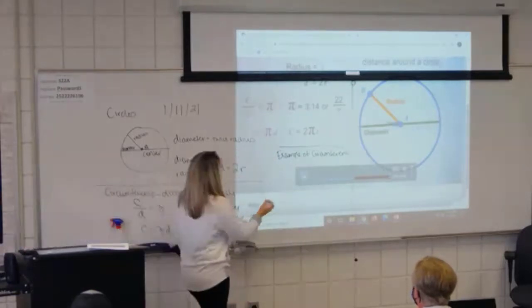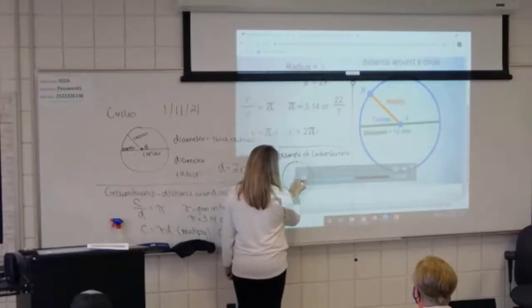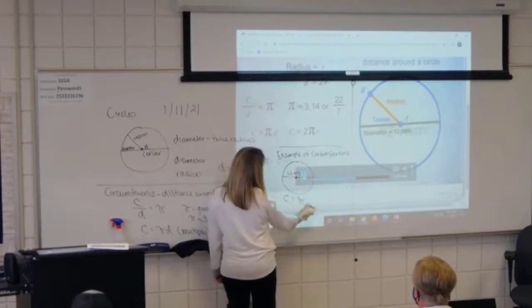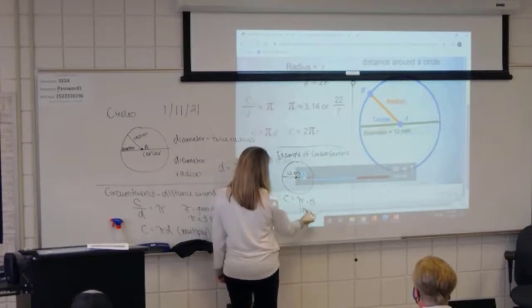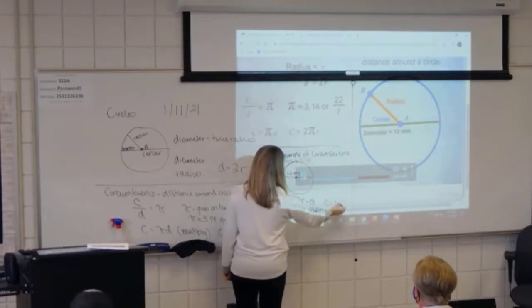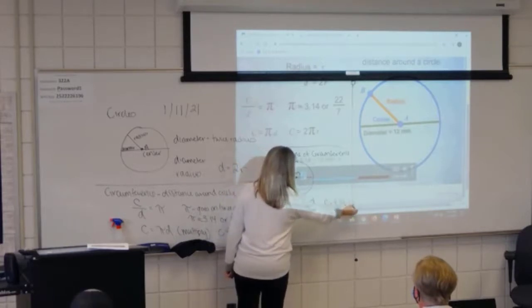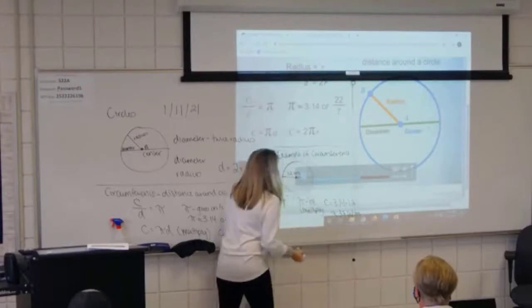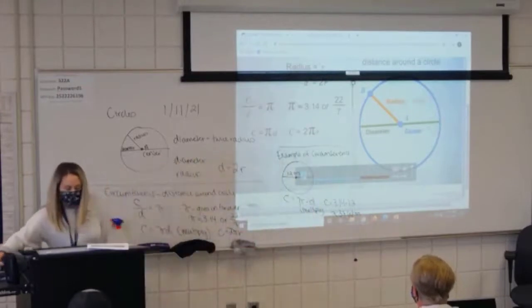Circumference of a circle with a diameter of 12 millimeters. Draw the picture. Say this is 12 millimeters. Circumference equals pi times the diameter, which is C equals pi times D, 12 millimeters. I'm going to use 3.14 to approximate pi, then multiply, and you get approximately 37.68 millimeters. Now, what's the circumference of a circle with a radius of 14 miles?